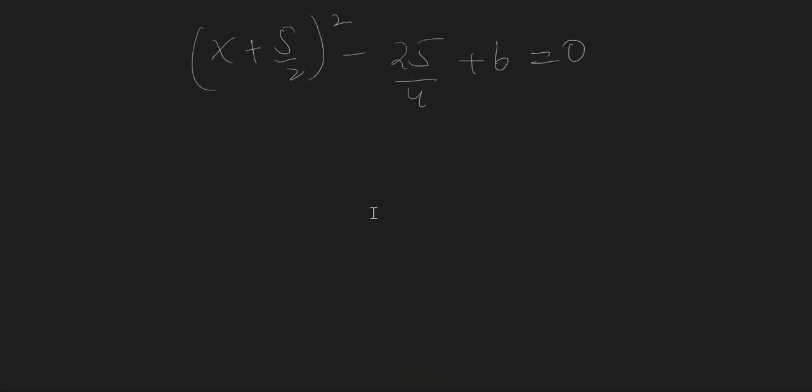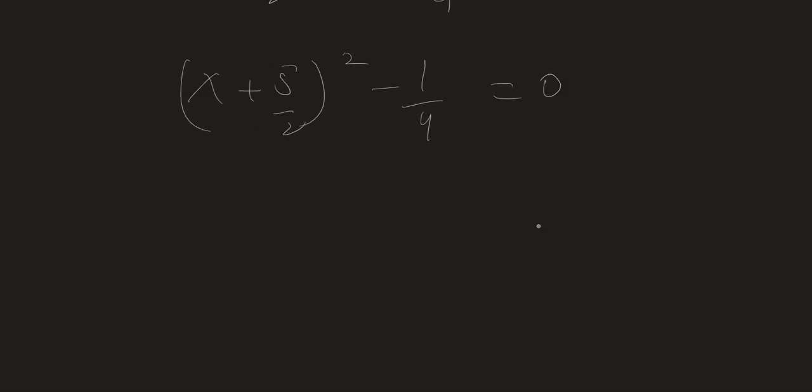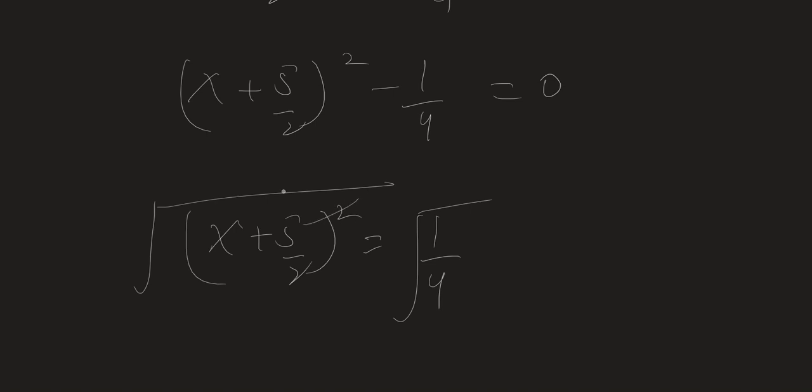So let's simplify this further. The LCM would be 4. From here we'll get minus 1 over 4, as minus 25 plus 24 is minus 1. We'll take minus 1 over 4 to the other side. And as we need to find the value of x, we're going to take the square root on both sides to get rid of this whole square.